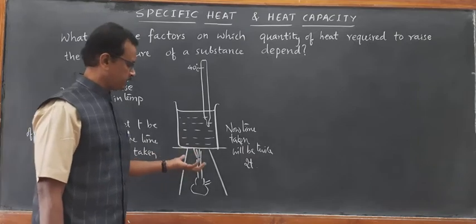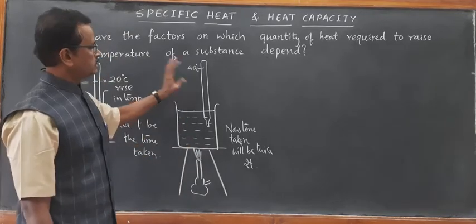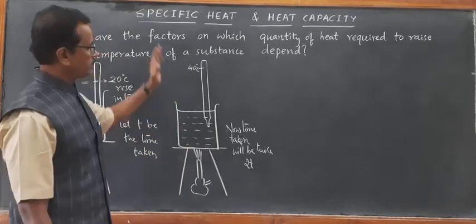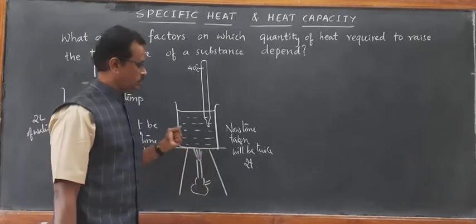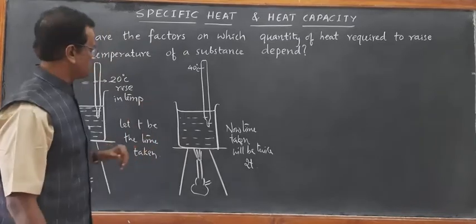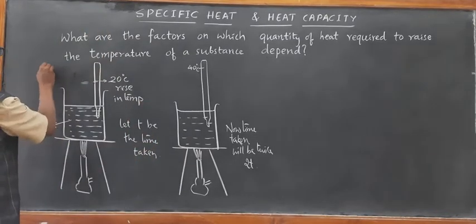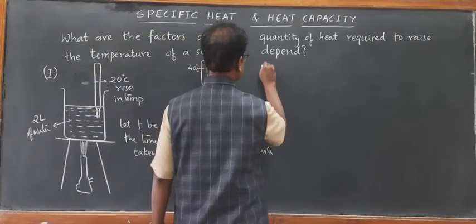So the amount of heat required to raise the temperature depends on the temperature. The more the temperature you want to heat, the more is the heat required. So the amount of heat required depends on the change in temperature. This is the first observation. Now let us see the second observation.